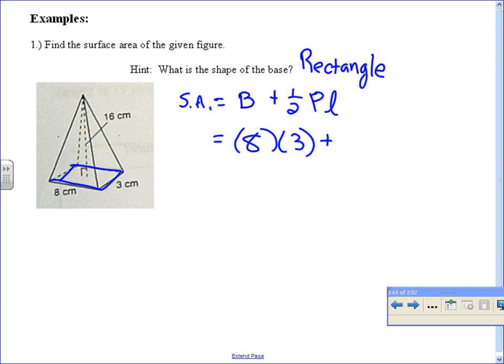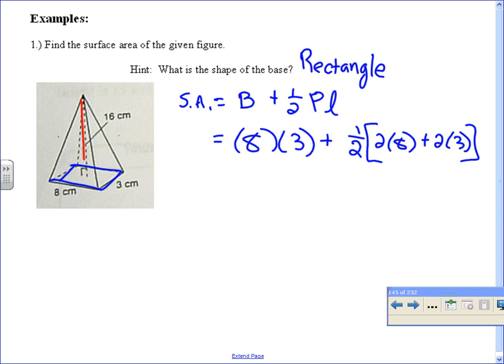Now, when we find perimeter here, okay, we have 1/2. Donatus, how do we find the perimeter of the base? Good. So 8 plus 8 plus 3 plus 3, or 2 times 8 plus 2 times 3. Okay, all times the slant height. Do we have the slant height on this one? No.